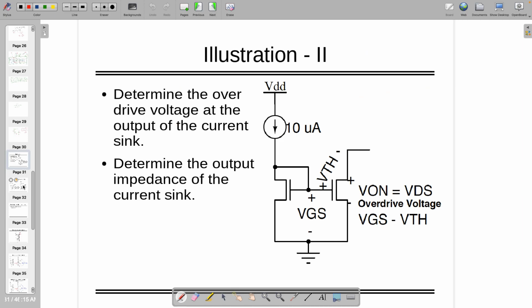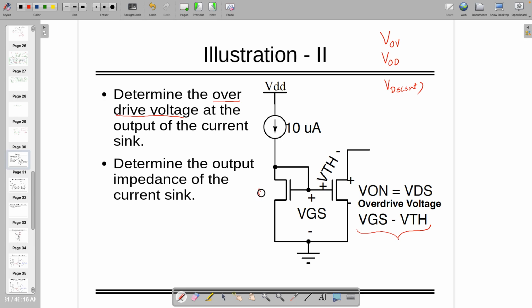Let's see here. One more thing we can see. If you remember, I told you about the overdrive voltage. Overdrive voltage is also VOV. Some people write VOV, some people write VOD, and sometimes people write VDS set. So the overdrive voltage is equal to VGS minus VTH. That is also known to us, right?